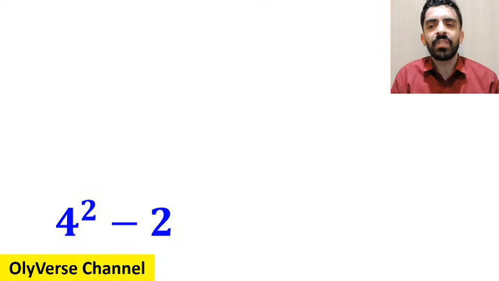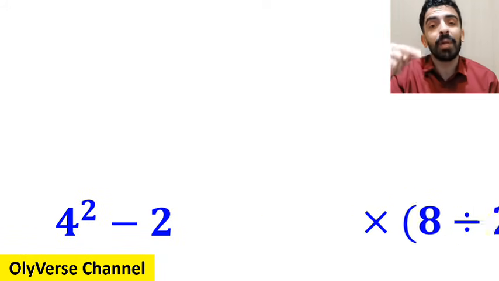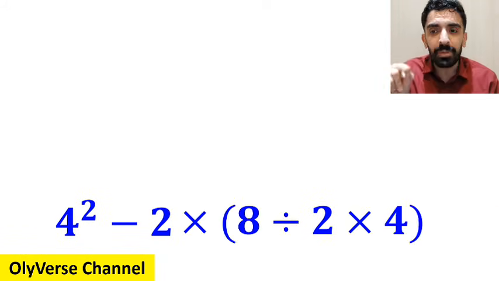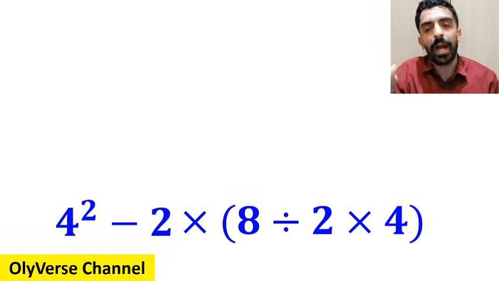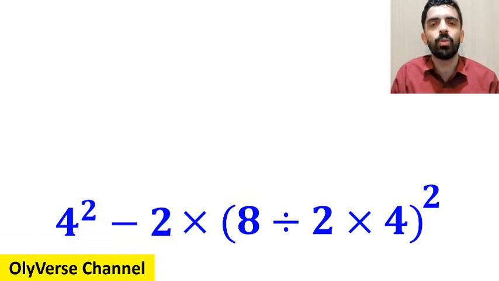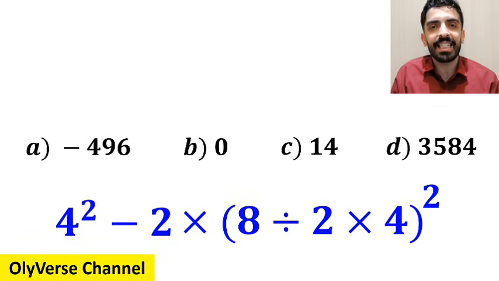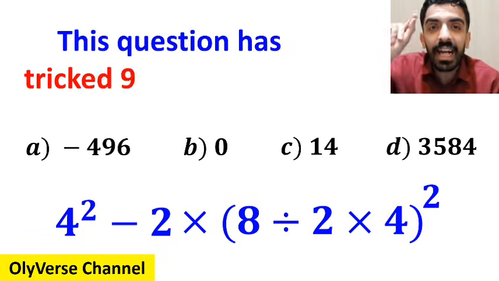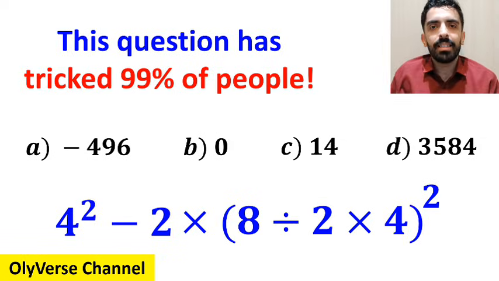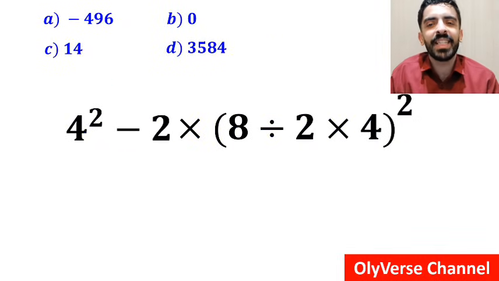What is the value of the expression 4 squared minus 2 times (8 divided by 2 times 4) and all squared? Which option do you think is the correct answer to this question? This expression has tricked 99% of people. Let's go step by step and solve it together.